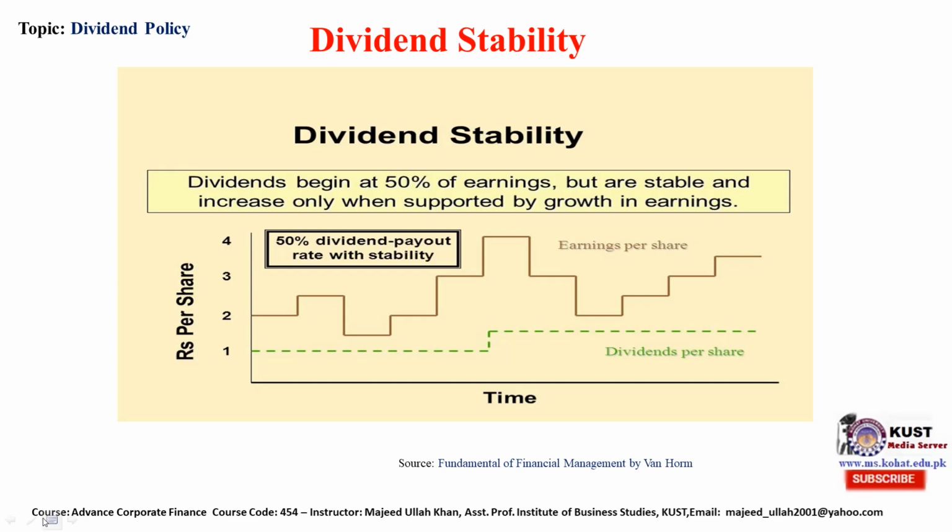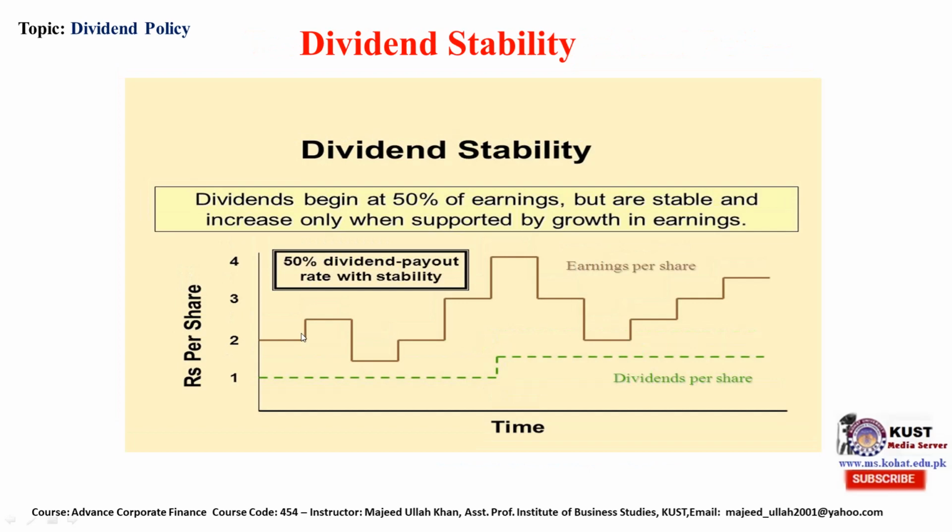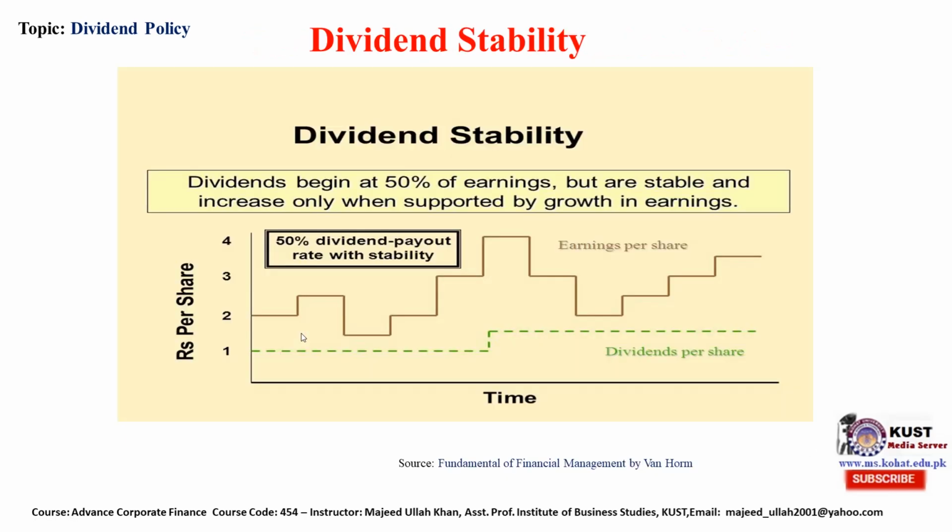Dividend stability. What is dividend stability? We will discuss it with the below diagram. Dividend stability means that, let me jump by myself. In the first case, let's suppose there is a 50% dividend payout, and the company, let's suppose, follows this pattern.